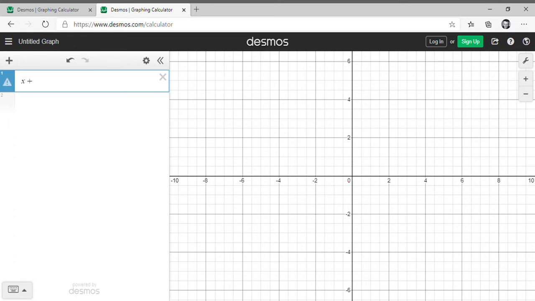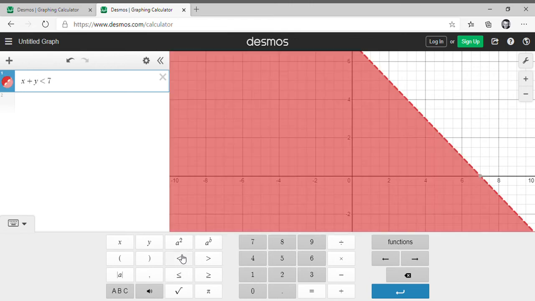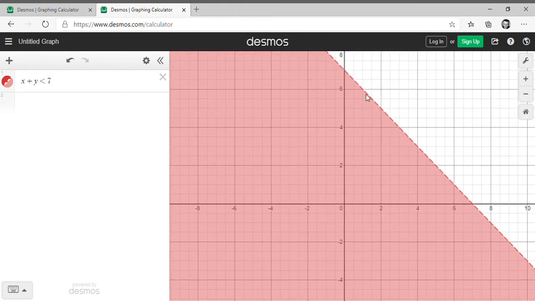plus y is less than 7, for example. Okay, so we will have something like this. So the line is dotted because we don't have the equals with the less than sign.